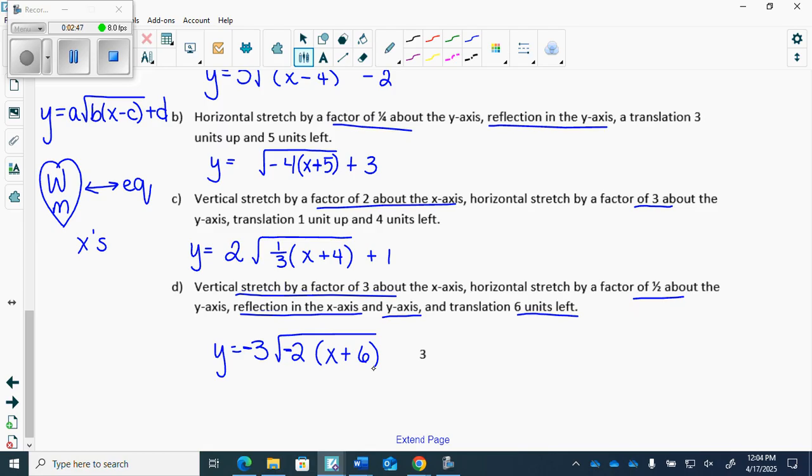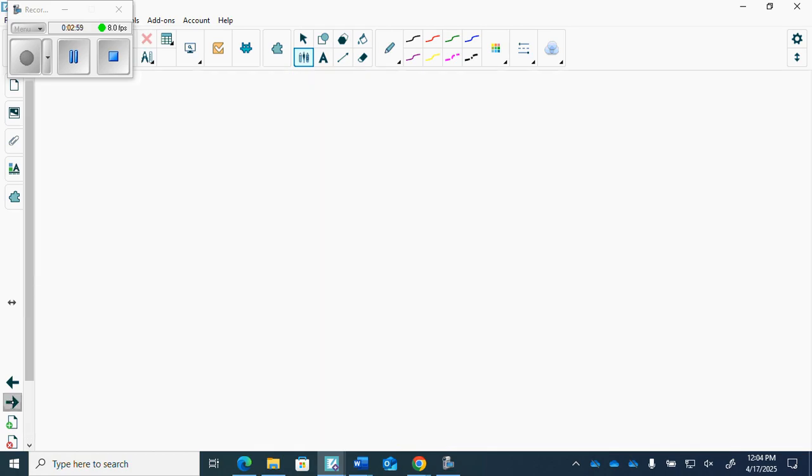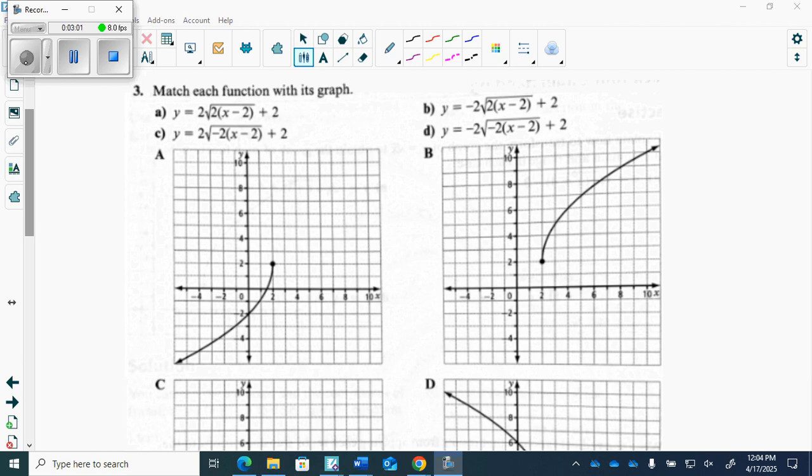Okay, let me go to the next page. Okay. So these ones we're trying to map a function. Now remember, let's talk about the parent function. The parent function, y equals root x, is at 0, 0, 1, 1, 4, 2, and it looks like this, up and to the right, correct? Up and right. So that's how we can tell if there's a reflection. If it's not up and to the right, it's reflected.